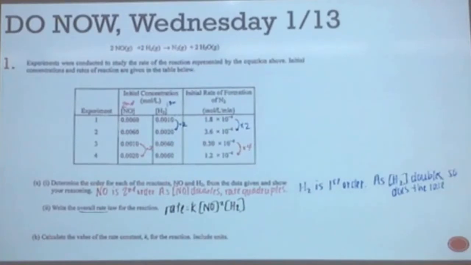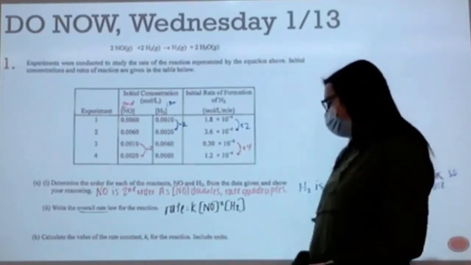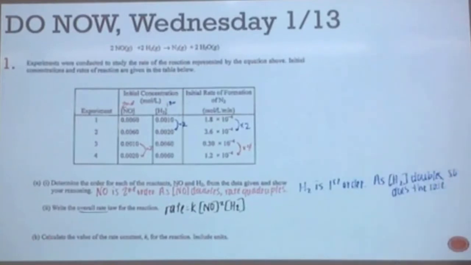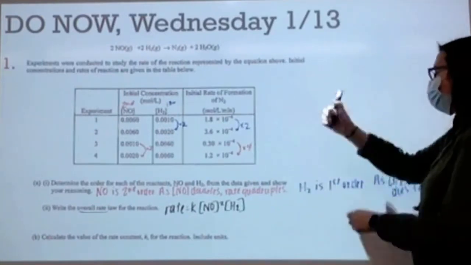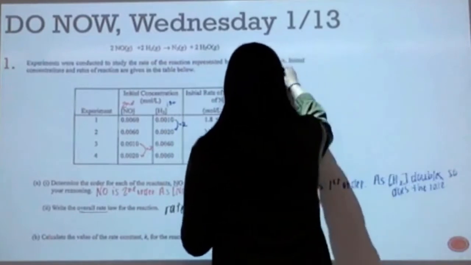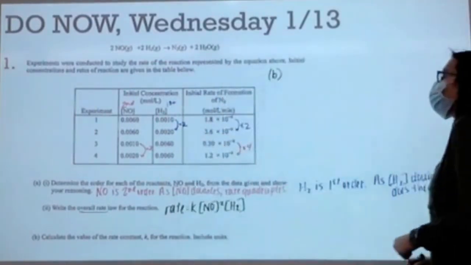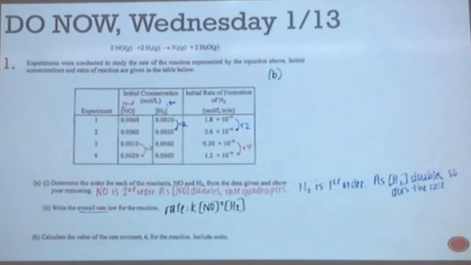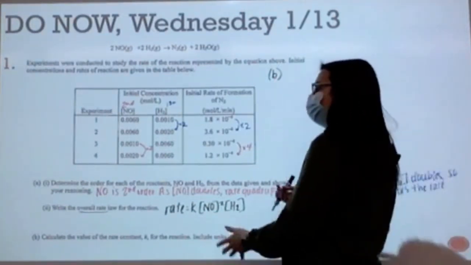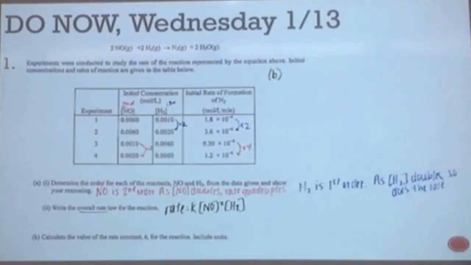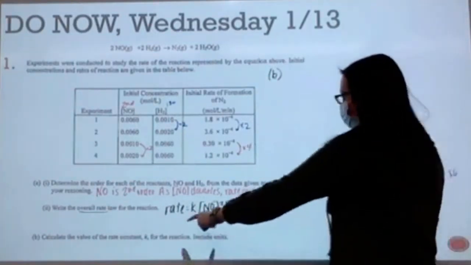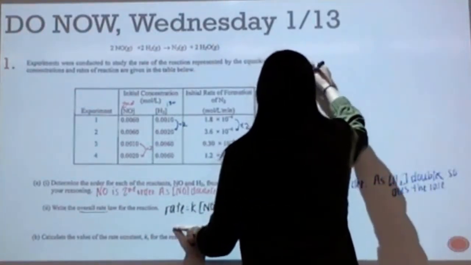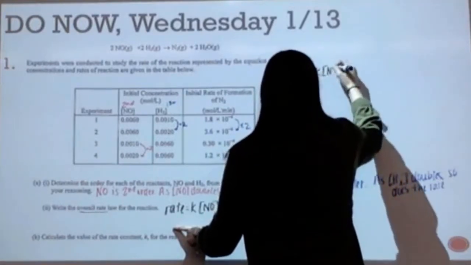And then part B, calculate the value of the rate constant K for the reaction, include units. So I'm going to do part B up here just so that it's easier to see. So with part B, you're calculating the value of the rate constant. So you want to look at what you've done so far. When you're looking at a free response question, you want to look at what have I done so far? What have I written so far that could help? Well, we've written the rate law. So I'm going to rewrite the rate law up here.